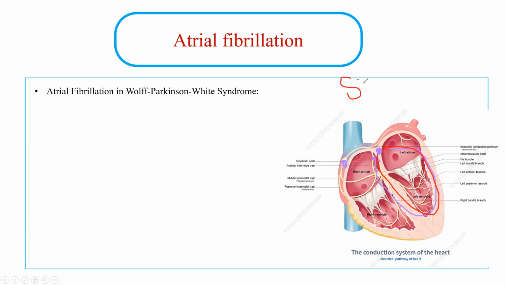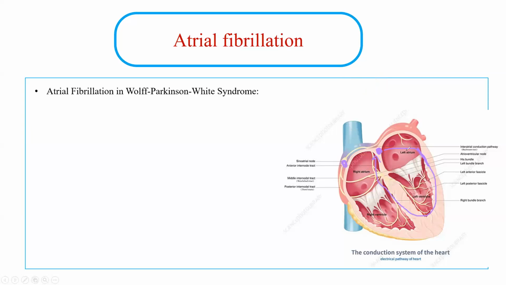So in cases of SVT with Wolff-Parkinson-White syndrome, the treatment is easy. You have to block this. Block the AV node and you finish it, like you treat it. So you have the same treatment for SVT in case of Wolff-Parkinson-White syndrome.